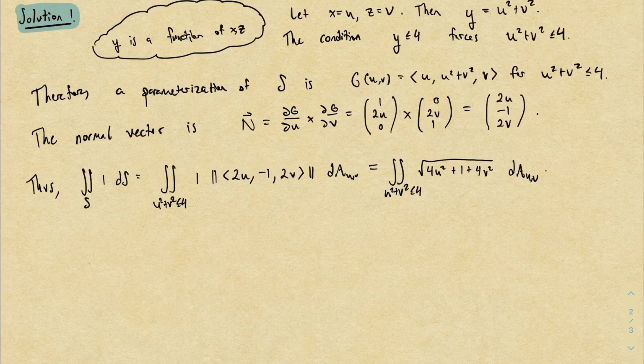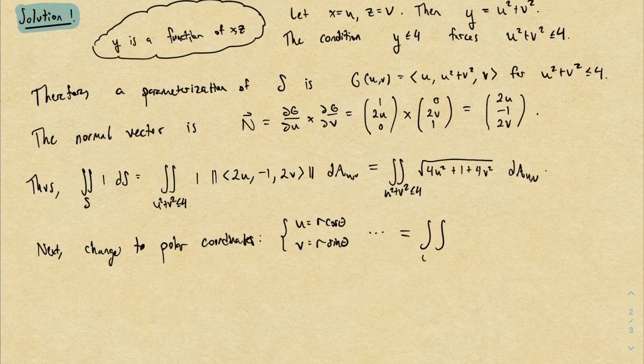We're integrating over a disk, and I also see a u squared plus v squared type expression in my integrand. So that's what I'll do. I'll change to polar coordinates. I'll call u r cosine theta and v r sine theta. And then there's no surprises here. This is a disk, so the bounds are going to be from 0 to 2 pi for theta, and then 0 to 2 for r.